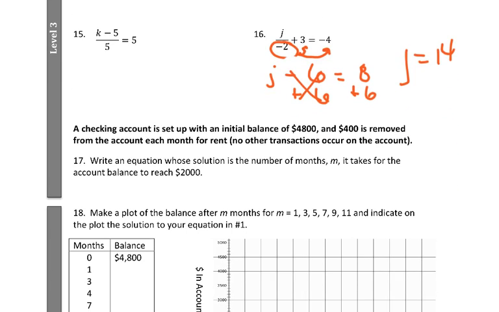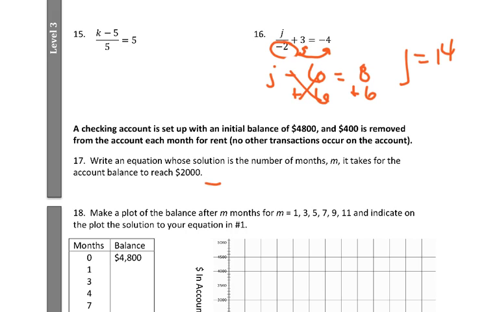Yeah, let's talk about question 17, because I've got 5 minutes to go. So question 17 says, a checking account is set up with an initial balance of $4,800, and $400 is taken away from the account every month for rent. And so this is like an account that was set up just for the purposes of paying rent. We're asked to write out an equation whose solution is the number of months, M, it takes for the account to reach 2,000.